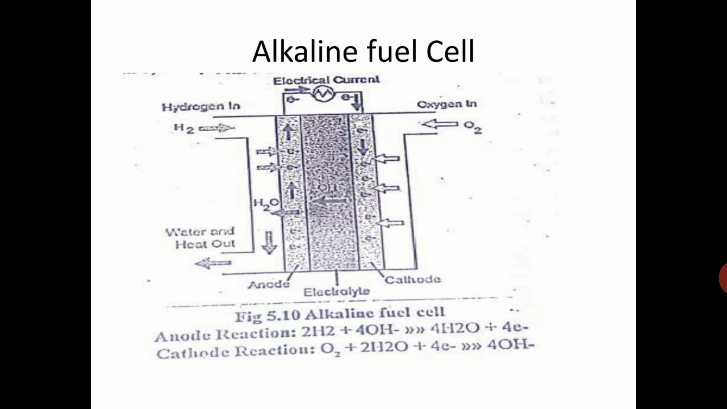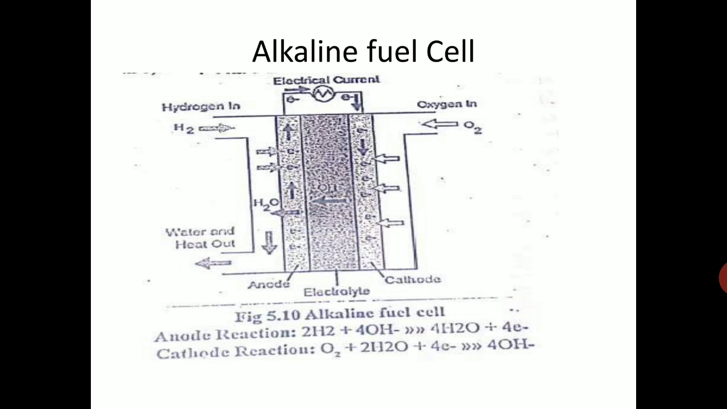Please look at this alkaline fuel cell. On the left you have hydrogen coming in from the top and going out from the bottom as water and heat. On the right side you have oxygen coming in. The electrons flowing from this anode to the cathode constitute the current. You can see the electron flowing from anode to cathode, and thus electricity is produced.